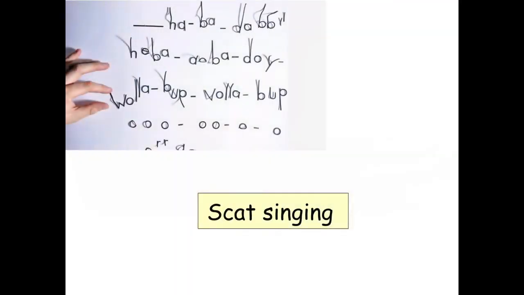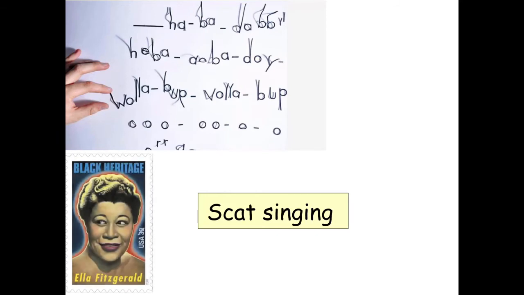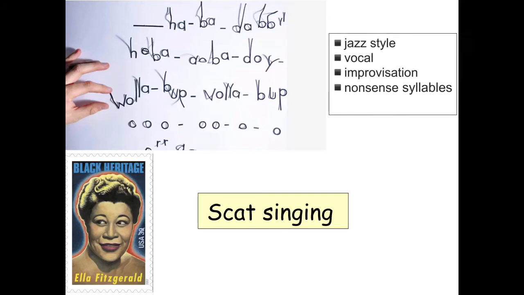Our next concept is scat singing. There is the great Ella Fitzgerald, who was known for her scat singing. As the name implies, this is a style of singing which can be found in lots of jazz music. Scat singing is when the singer improvises. They will make up a melody on the spot using nonsense words. Listen to this example of scat singing.